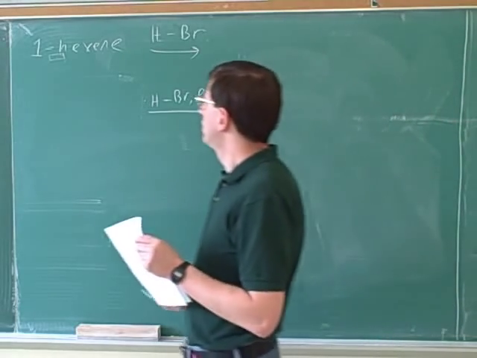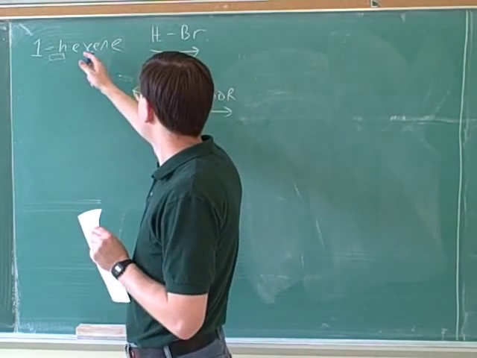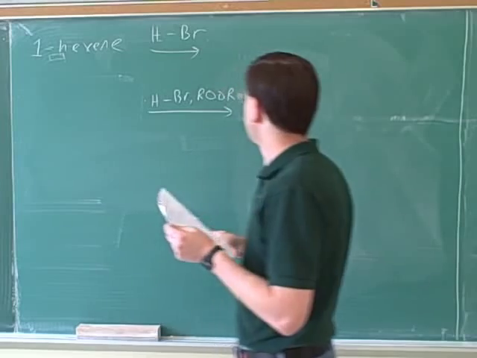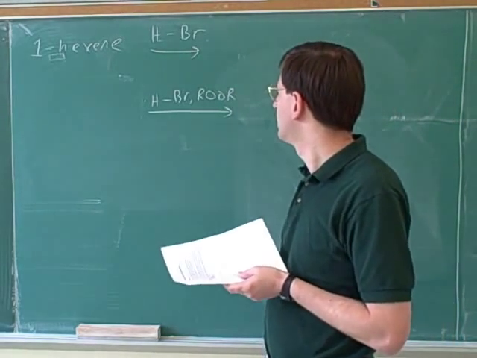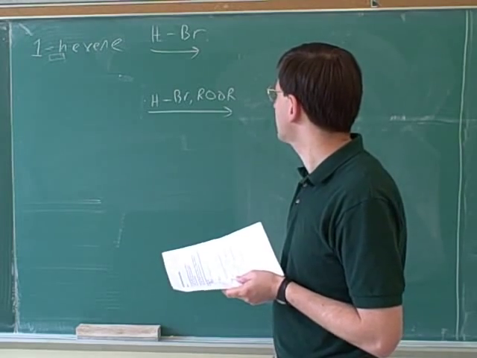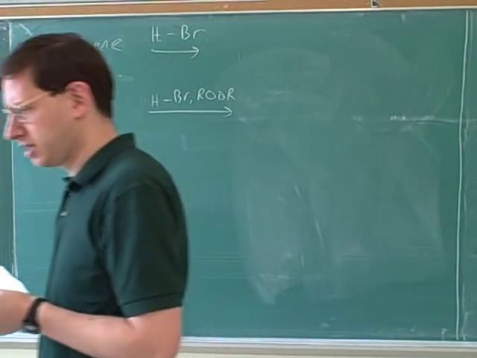Question 31: hexene plus hydrogen bromide, and also hexene plus hydrogen bromide and peroxide. So let's try drawing the products and/or the mechanisms from that.